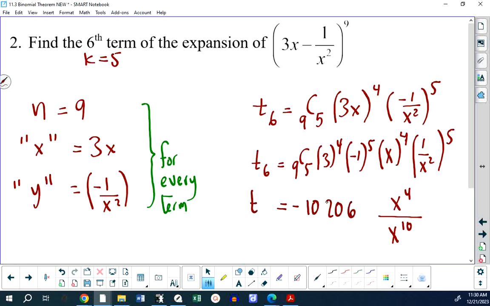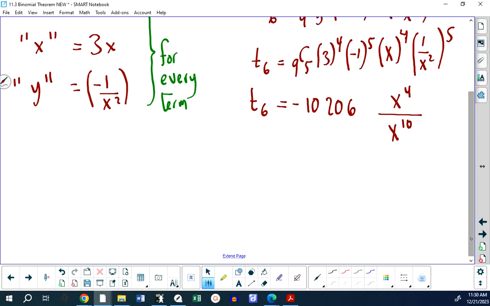I was distracted there. I apologize. Can anybody confirm that you get 10,206? And it's negative, by the way. It is. So the only thing left is to cancel some x's here, right? And you could write times 1 over x to the 6, or you could write negative 10,206 over x to the 6.